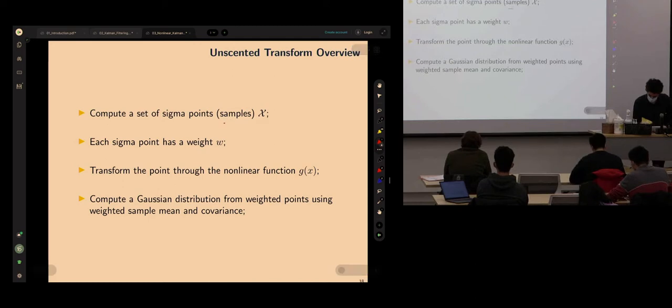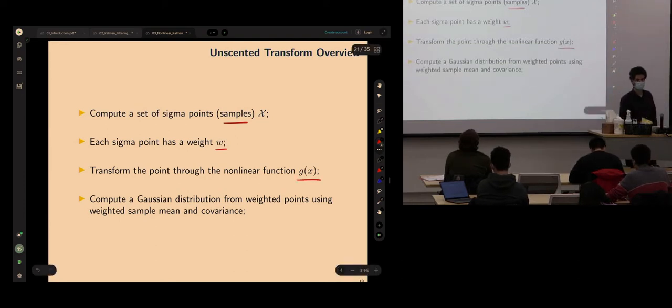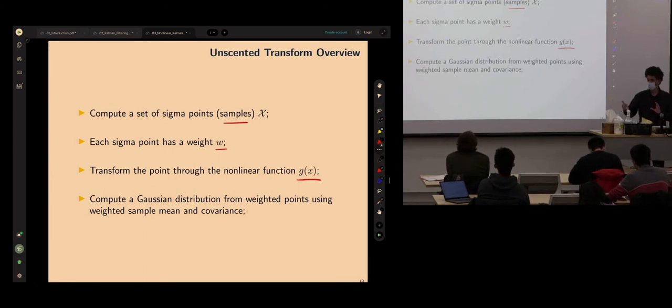Well, it doesn't matter. Some samples, these are deterministic. We'll see why. Then each sample comes with a weight. And then we transform these points through a nonlinear map, such as g. Once we have our samples in the range of this nonlinear map, we approximate the Gaussian distribution using weighted sample mean and weighted sample covariance formulas. Basically, that's the steps we will follow.